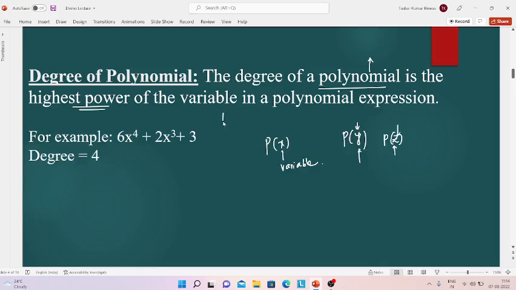And one thing must be clear: the degree of a polynomial always belongs to the natural number, you know, right? No, it is a whole number, right?